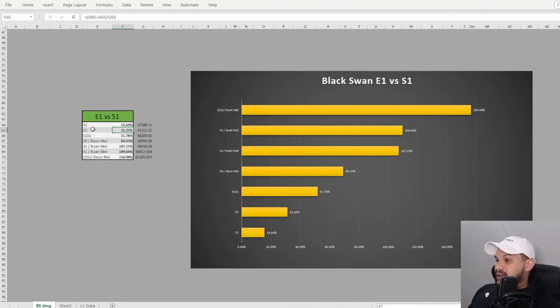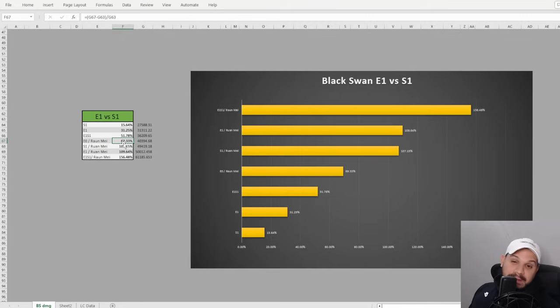But still, E1 by itself is really good. If you can get 120% effect hit rate on Black Swan, E1 just boosts her damage significantly. E1 S1 also is really, really good. But just E0 with Ruan Mei is already better than S1 E1. So if you already have Ruan Mei and you're going for Black Swan, you don't need the E1 or the S1. You're going to be sitting good. You're going to be riding good.